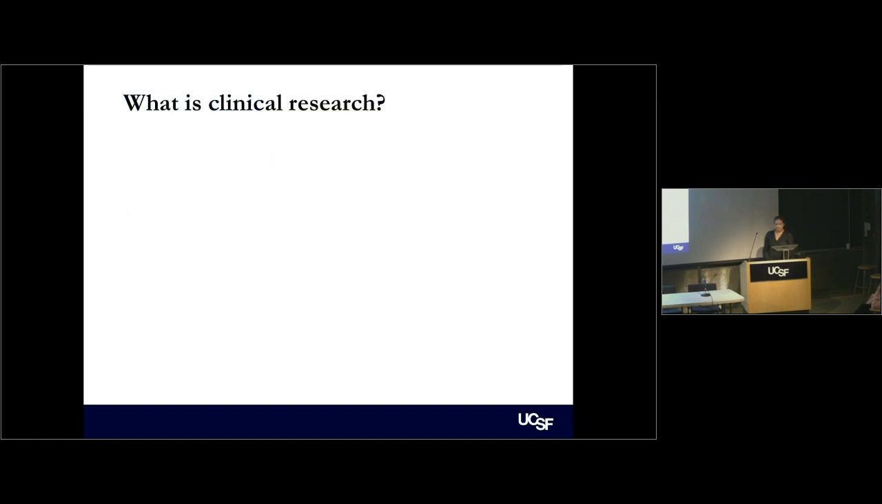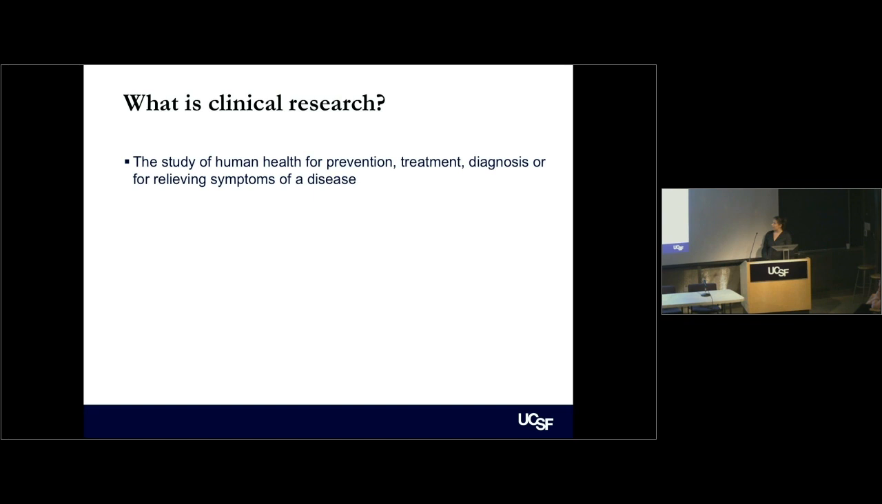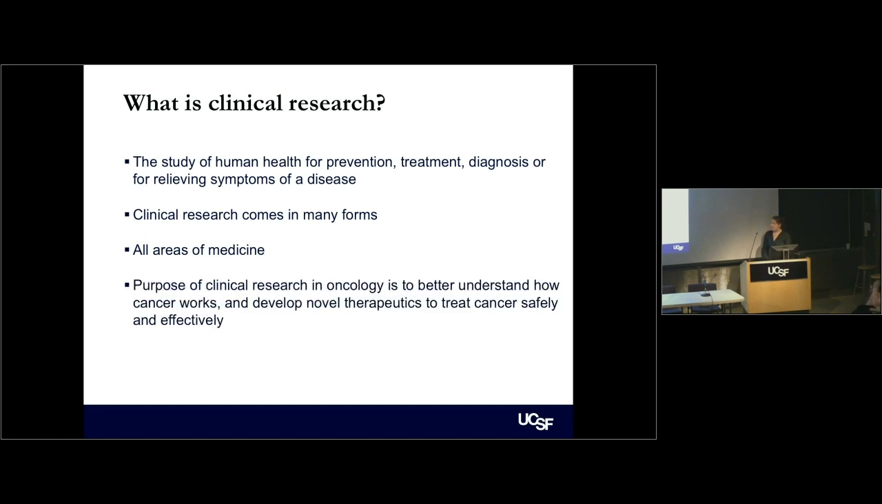So first we'll discuss the question, what is clinical research? And for me, the answer is the study of human health for prevention, treatment, diagnosis, or for relieving symptoms of a disease. Clinical research comes in a variety of forms and reaches all areas of medicine and health. And the purpose of clinical research in oncology is to better understand how cancer works and to develop novel therapeutics to treat cancer safely and effectively.